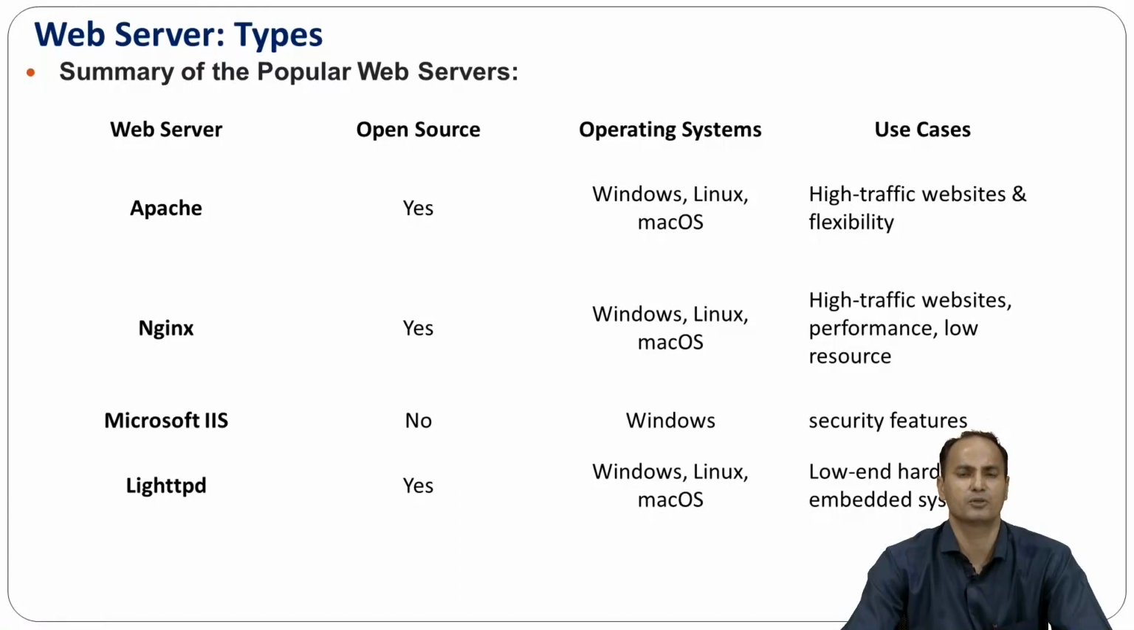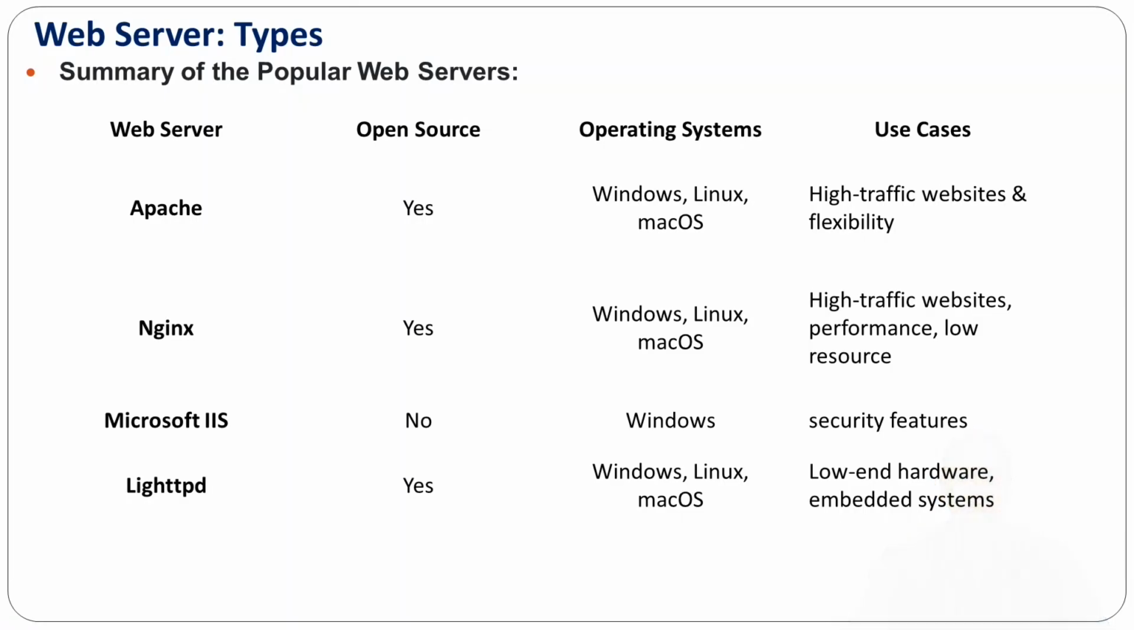Now if we have to summarize these web servers based on certain criteria, then Apache, Nginx, Microsoft IIS and Lighttpd can be categorized based on open source, operating system and use cases. Apache is open source. It supports Windows, Linux and Mac OS, and is very highly suitable for high traffic websites and where flexibility is the constraint. Nginx is also open source and supports Windows, Linux and Mac OS, and it can be used in high traffic websites, performance required websites and low resource constraint websites.